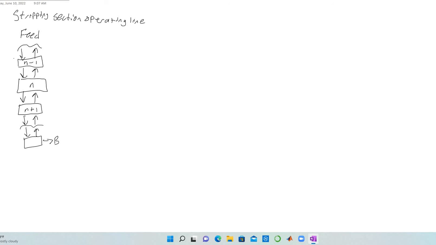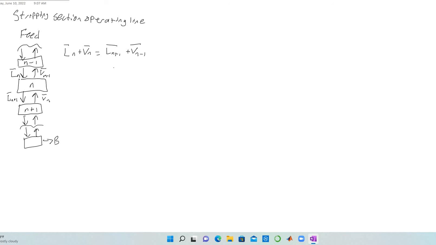So we're going to have some liquid leaving stage N, and we're going to have some vapor leaving stage N minus 1. And here we're going to have some liquid leaving stage N plus 1, and here we're going to have some vapor leaving stage N. And we're going to do the mass balance again. So we're going to get Ln plus Vn is going to equal Ln plus 1 minus Vn minus 1. Oh, plus Vn minus 1.